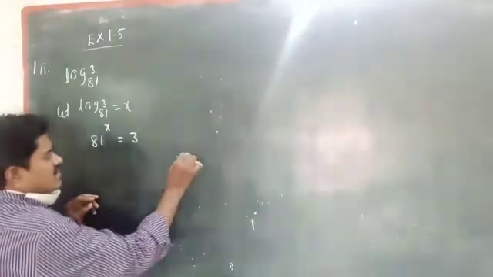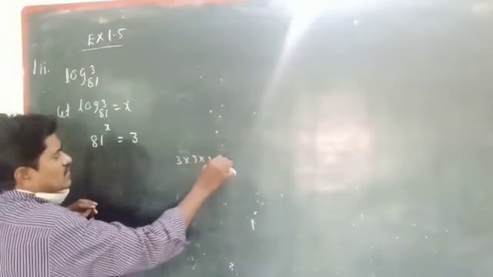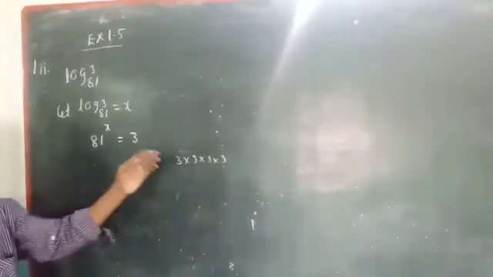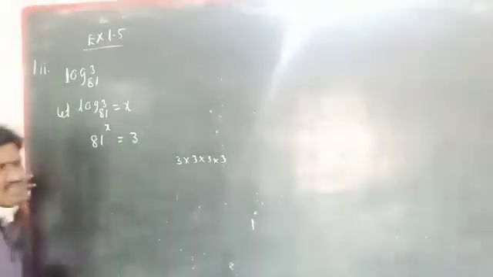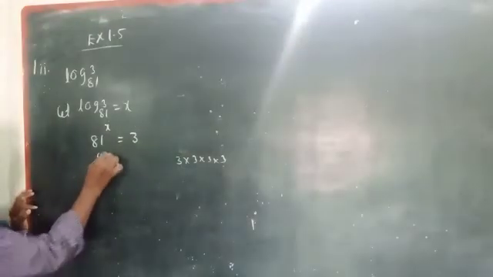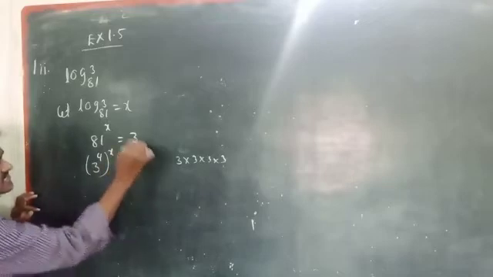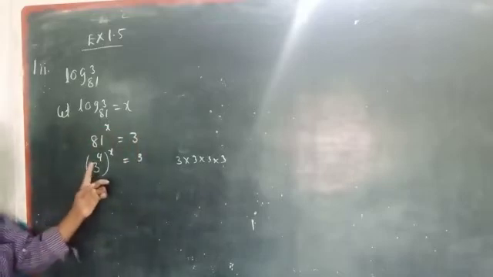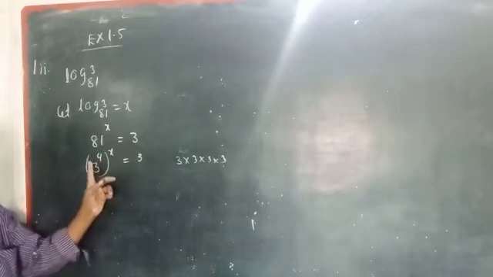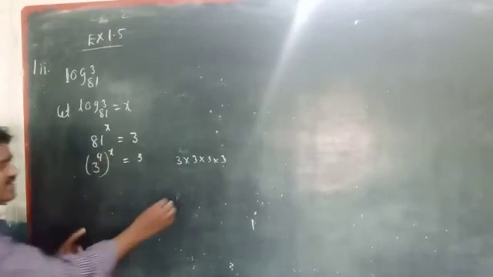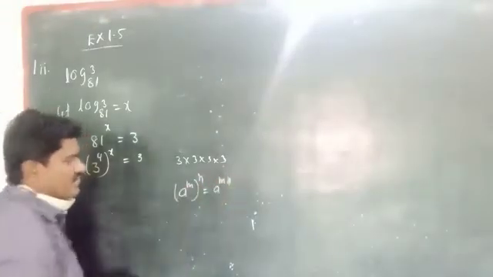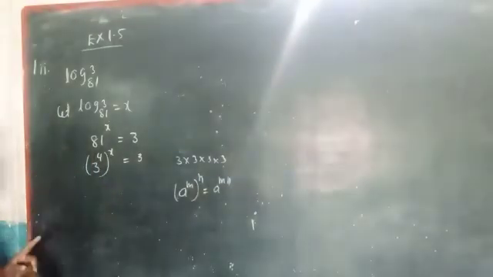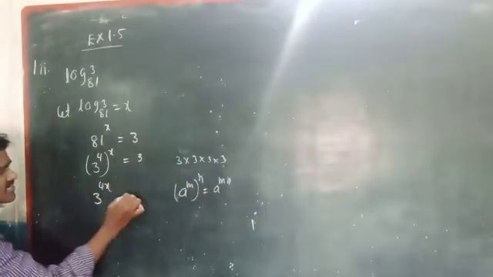Now 81 you can write as 3 into 3 into 3 into 3. How many times have we done it? 4 times. So that is 3 to the power of 4, whole to the power of x, is equal to 3. Now it is in the form of a to the power of m whole to the power of n, which is equal to a to the power of m into n. So here 3 to the power of 4x is equal to 3.